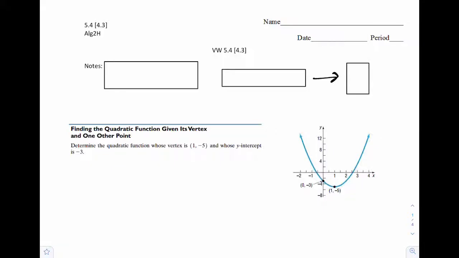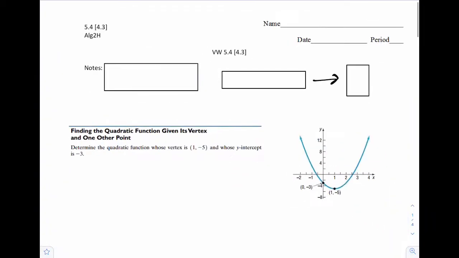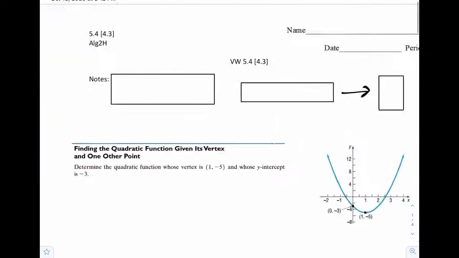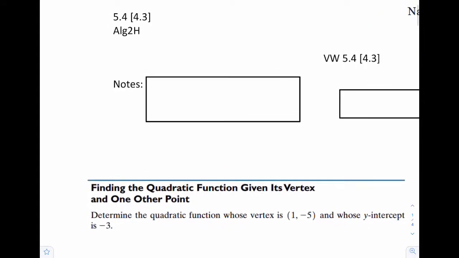Welcome to VW 5.4. We're going to first review a couple things we talked about in class. So I want you to have these three boxes like this, and then we're going to fill them in right now. So first box, we're going to review vertex form.